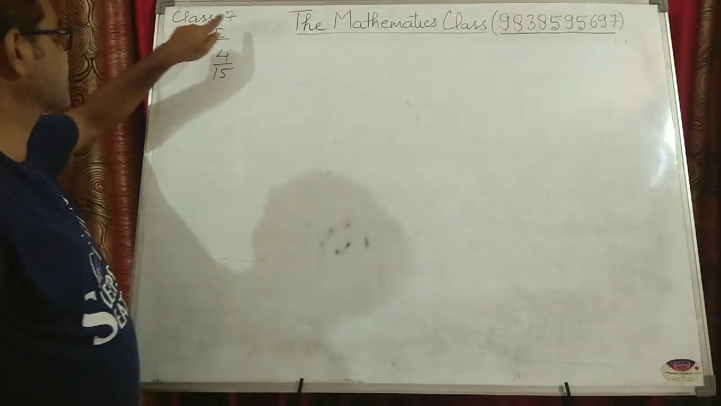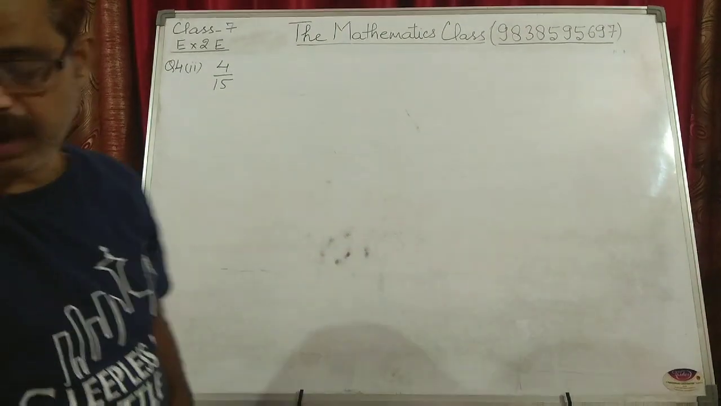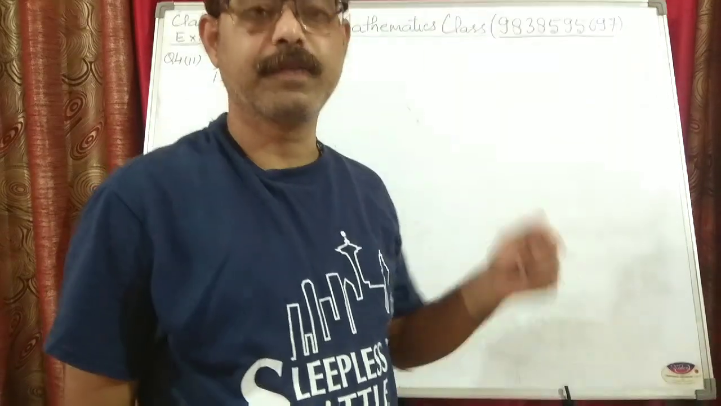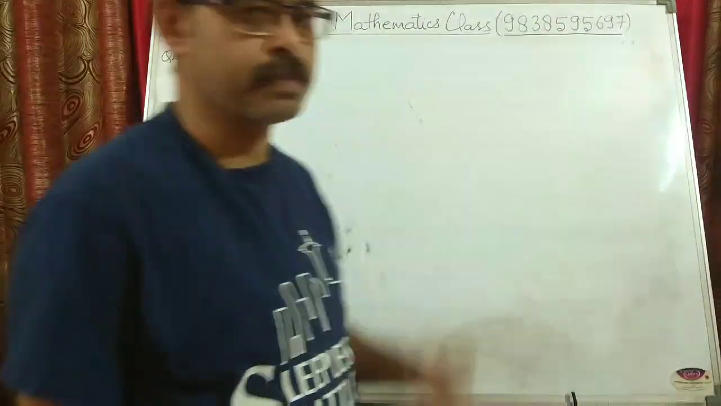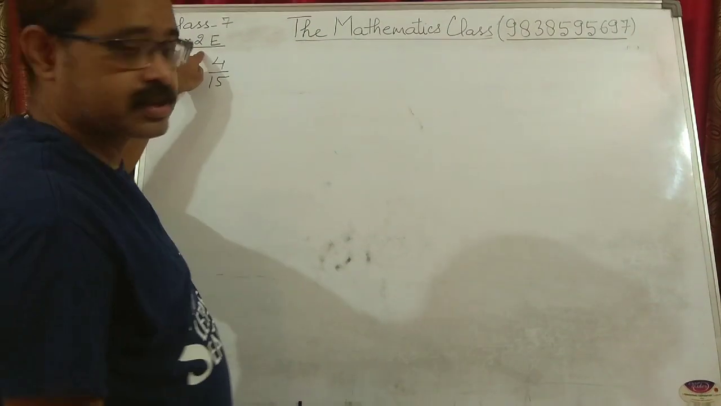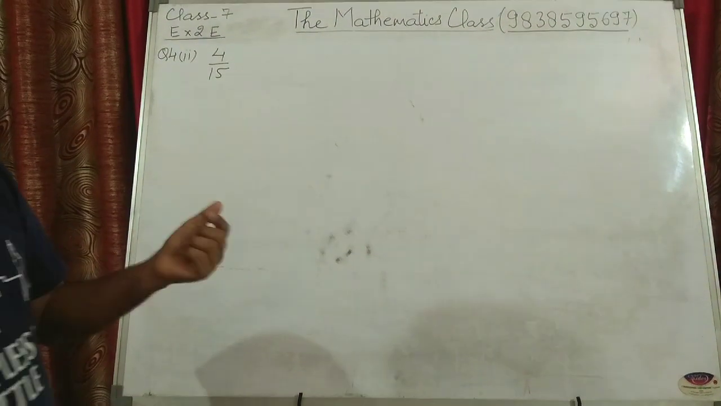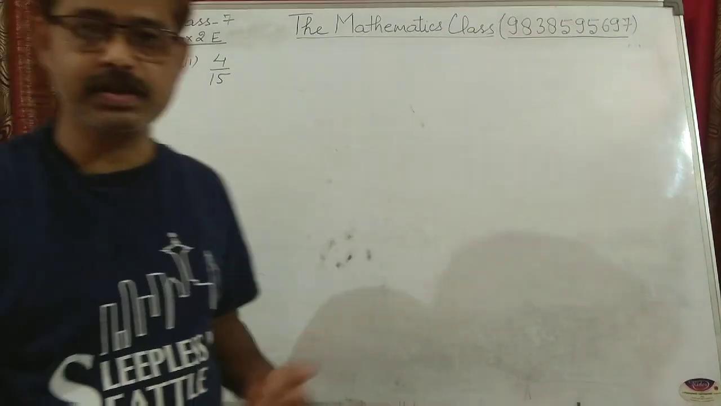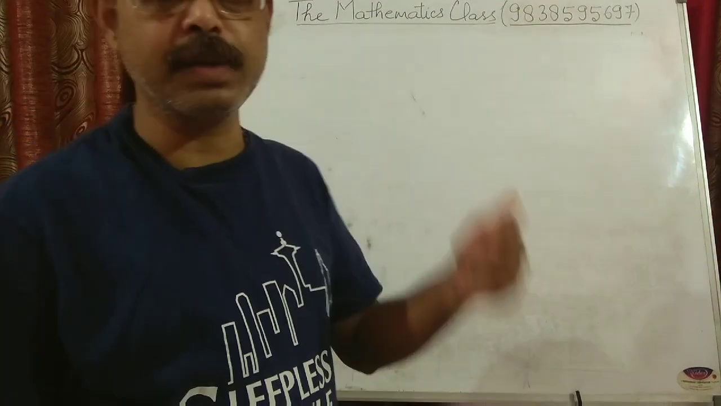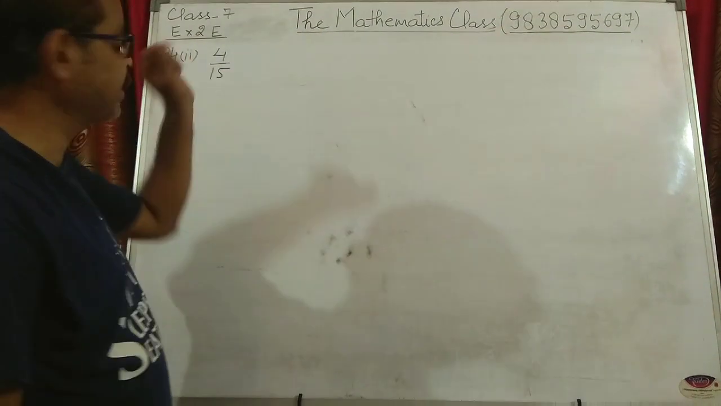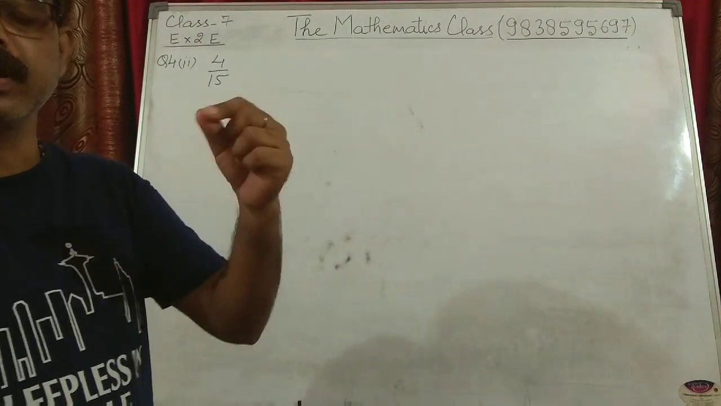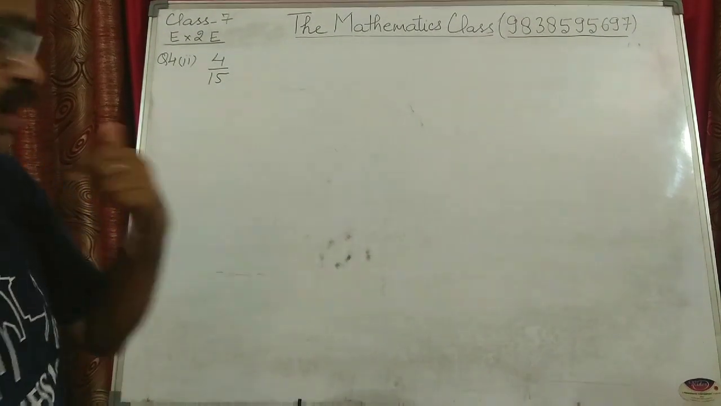This class is for class 7 and the chapter we were discussing was fractions and decimals. In continuation to part 4, this is part 5 and we were discussing exercise 2E up to the second question, third question we have discussed. Now we will discuss question number 4 and in that you have to write the fraction as a repeating decimal. Repeating means the division process never ends.